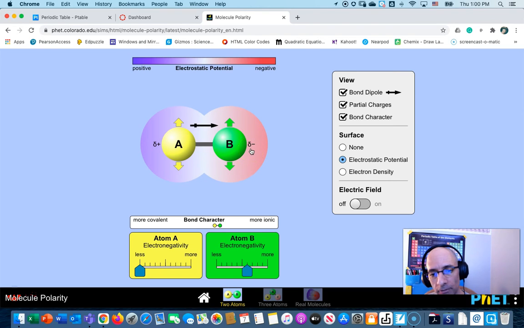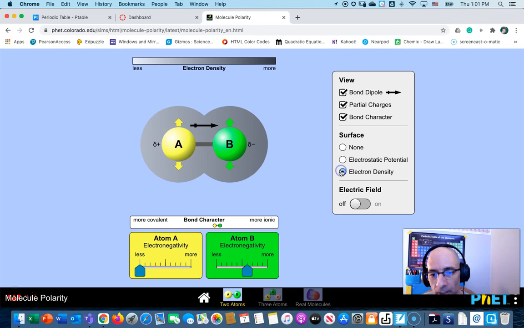Notice the delta negative, which leaves atom A, with the lower electronegativity, without as strong of an attraction, leaving it with a slight partial positive region. Notice our arrow pointing towards the more electronegative atom. So this would be a polar covalent bond. If we look at the density, we can see we have much stronger, darker shading around atom B compared to atom A. Why is that important?